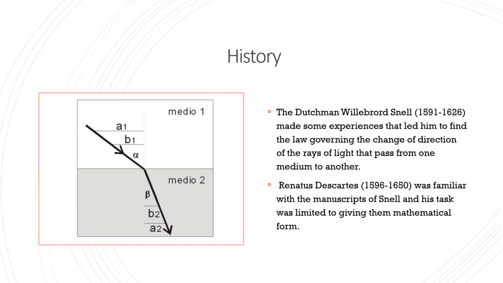René Descartes was familiar with the manuscripts of Snell, and his task was limited to giving them mathematical form. Snell's experimental law expresses the relation of geometric proportionality illustrated in figure 1. As we can see in the figure, there is a relation between the distance A1 to A2 and B1 and B2 and the angles alpha and beta.